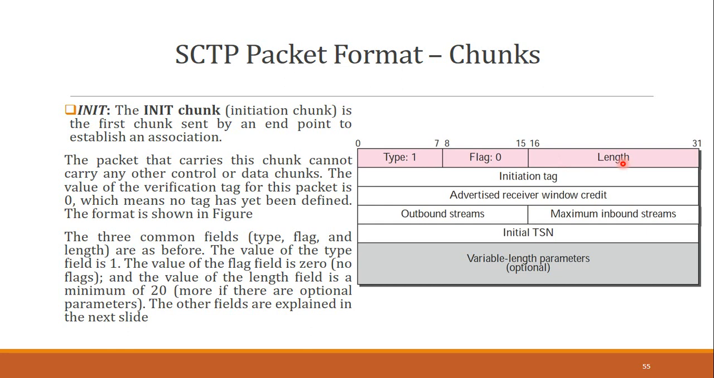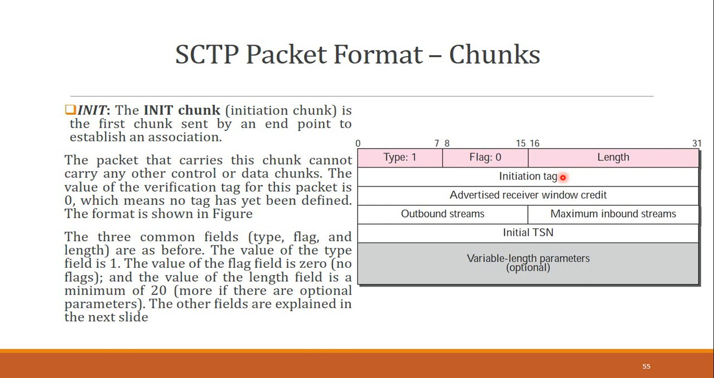The initiation tag over here, that is the first one over here. This 32-bit field defines the value of the verification tag for packets traveling in the opposite direction.